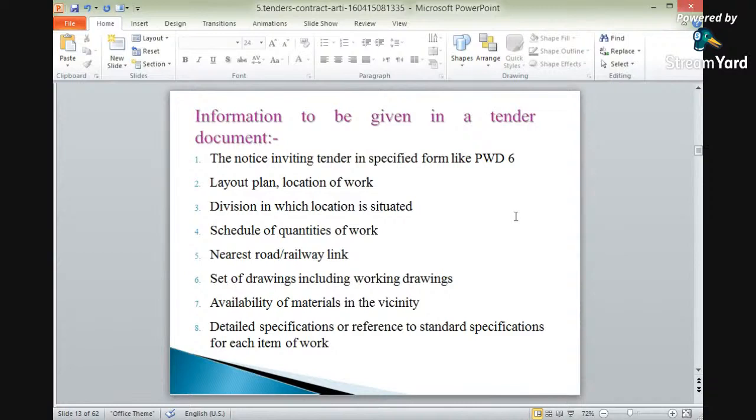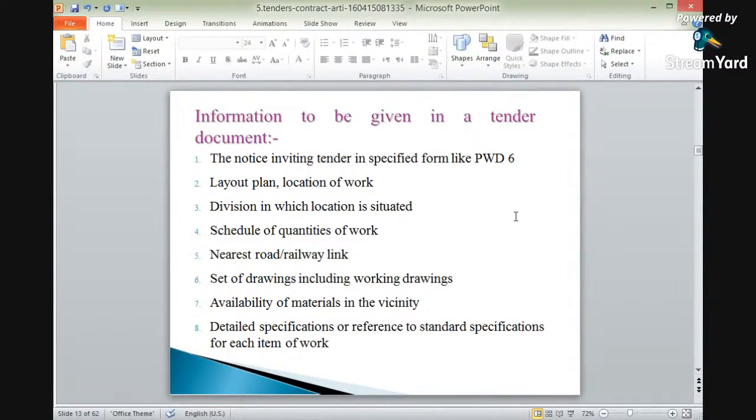The sixth point is the set of drawings, including working drawings. Okay? So various working drawings or a set of drawings are to be attached in this case. Availability of materials in the vicinity. Whether different materials, that is cement, sand, aggregates and steel, will be available nearby, or whether they are to be transported from other sites. So, availability of materials in the vicinity, whether they are available nearby or not.